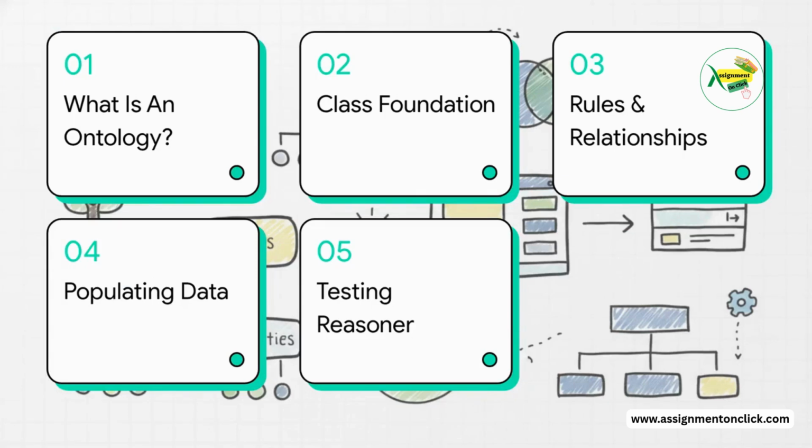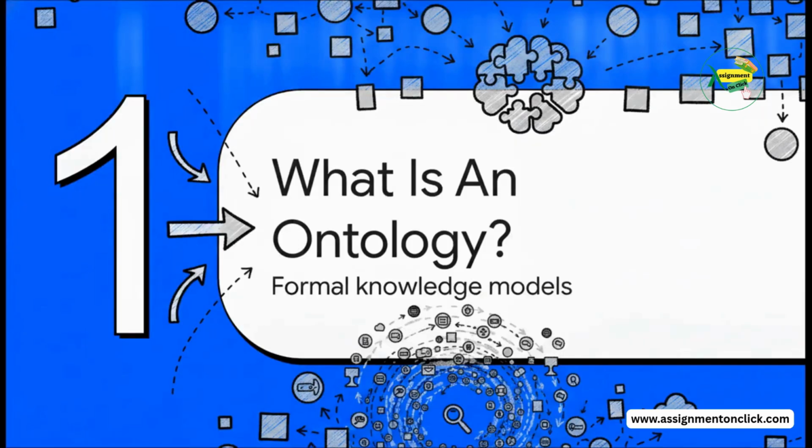Think of this process like building a house. First, we'll ask, what is an ontology? Then, we'll lay the class foundation, define the rules and relationships, populate it with real data, and finally, test it all with the reasoner. Okay, part one.